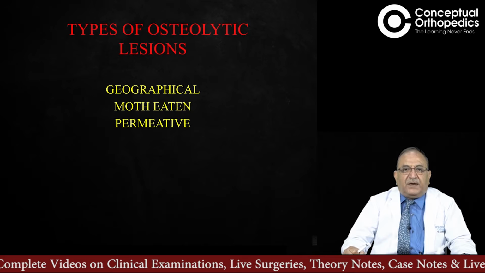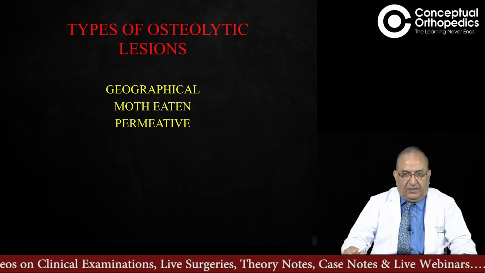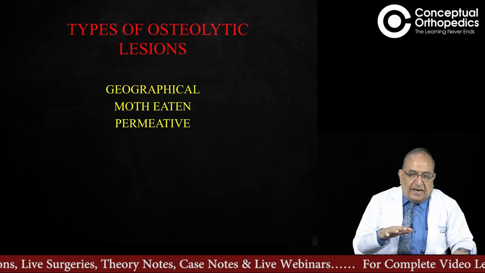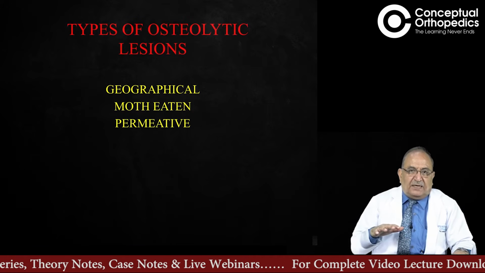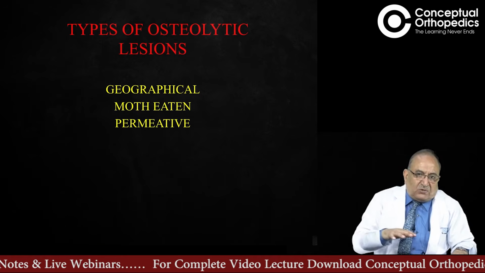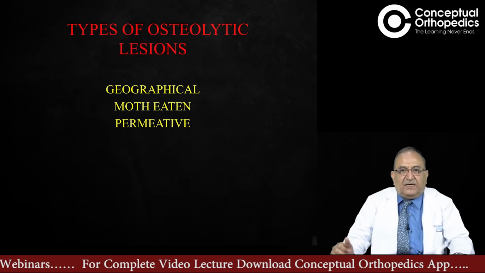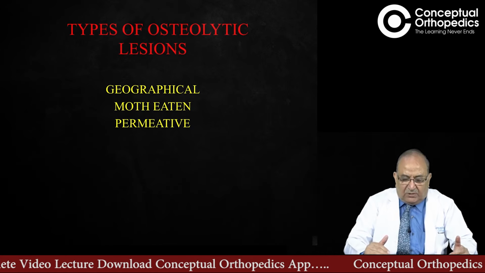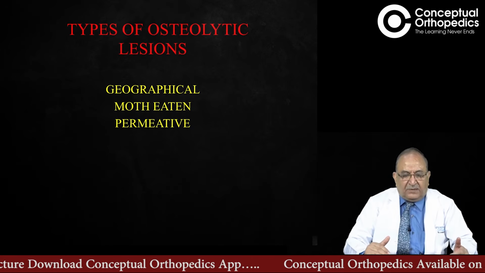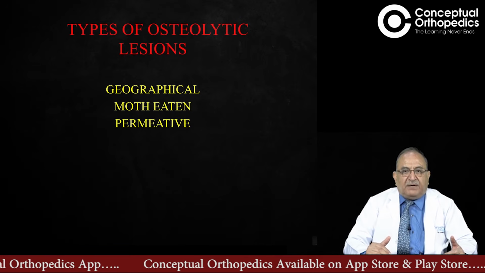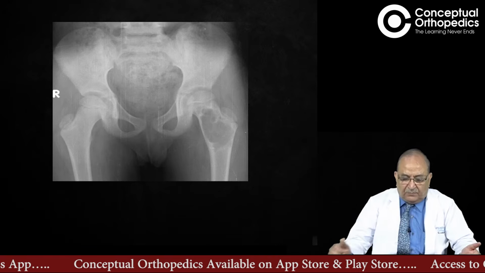And the third type of reaction is the permeative type of reaction. This is along the longitudinal planes, just like a crab which is lying in the sand. Its claws are eating into the sand, thereby leading to longitudinal streaks of penetration. So these lesions are generally very malignant. So geographical lesion generally benign, moth-eaten lesion generally intermediate malignancy, and permeative lesion generally highly malignant.